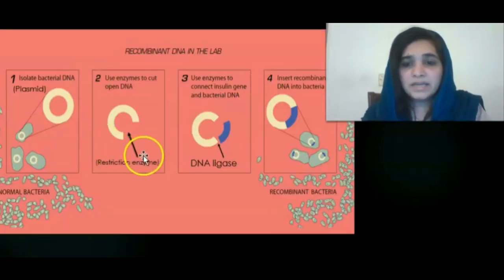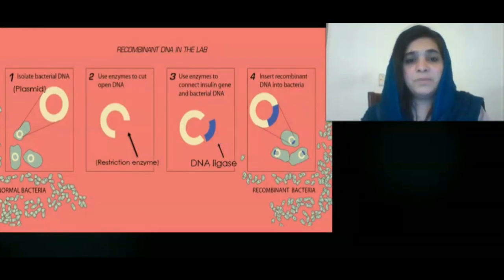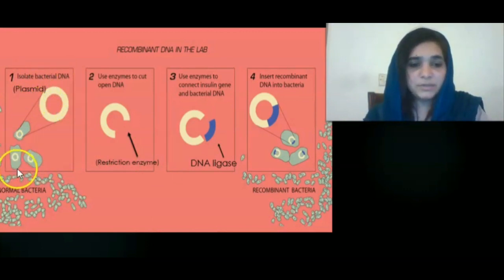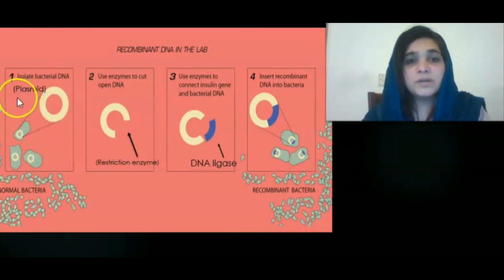So here is a diagram that helps you to understand how the steps of genetic engineering take place. Recombinant DNA in the lab can be obtained here. First of all, isolate the bacterial DNA. This is the bacterial cell. You can see here it is a normal bacteria. So you have to isolate the bacterial DNA. In this case, we are going to isolate the plasmid. I will discuss what is meant by plasmid in the coming slide.